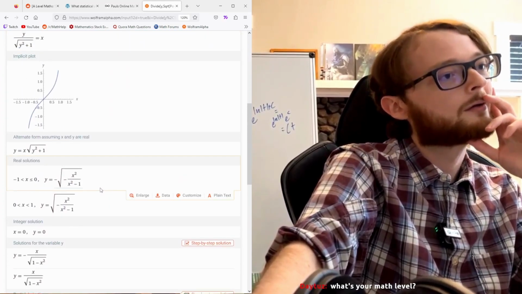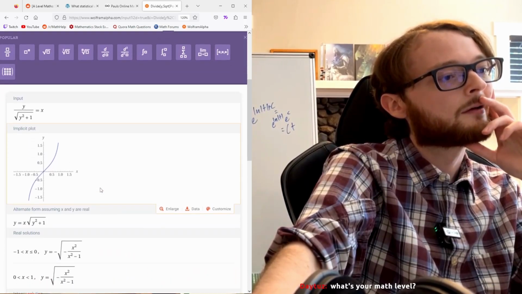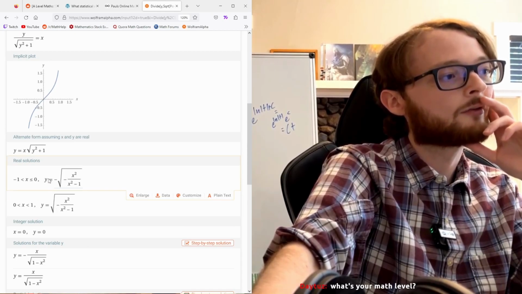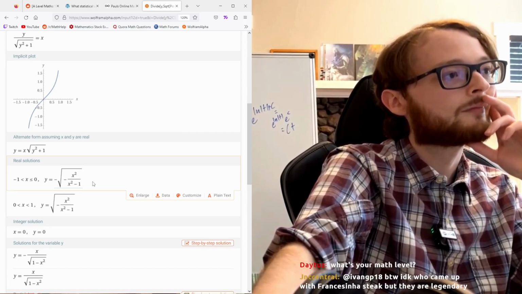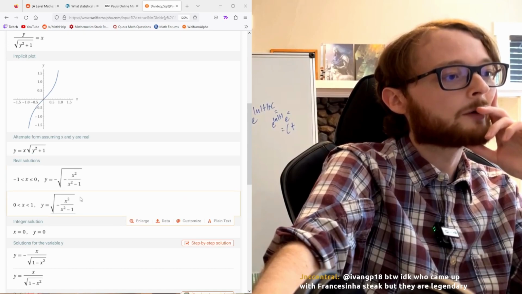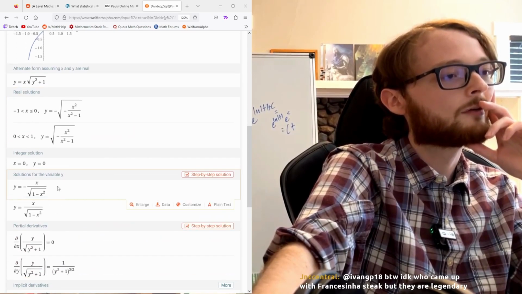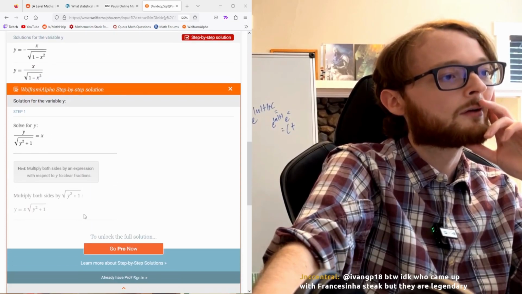Oh wait. Oh no, this solution only applies for certain intervals of x. So if you're only working in an interval, I guess this might apply. Or wait, how does it get this? You rationalize, and then you square it?